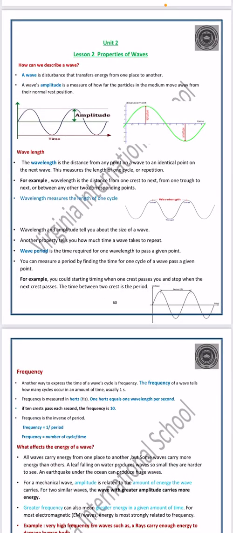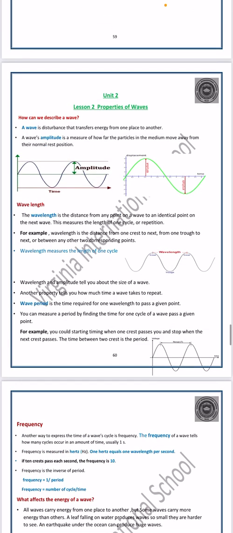So the wavelength is from crest to crest or trough to trough. This is the wavelength. We have something called wave period. What's wave period? Period means the time. So wave period is the time taken from one crest to another crest. In other words, it's the time taken to complete one wavelength. Okay, so now we have covered amplitude, wavelength, and wave period.